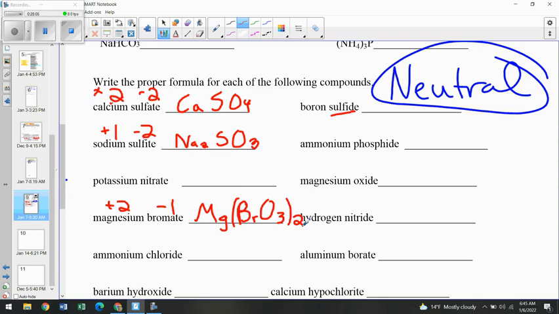So again, do a couple, check a couple. Don't get too dependent on that answer key, but you can use it every so often to just make sure you're on the right track. And please let me know if you have any questions.